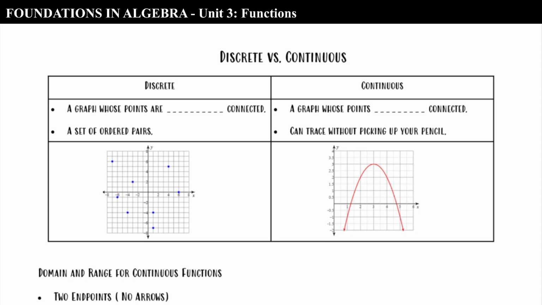A discrete function is a graph whose points are not connected. So we have a set of ordered pairs as you see in this graph below. None of these points are connected, they're all independent, so we have a discrete relation. Then over here we talk about continuous. This is a graph whose points are connected. And so the result is a line that you can trace without picking up your pencil.